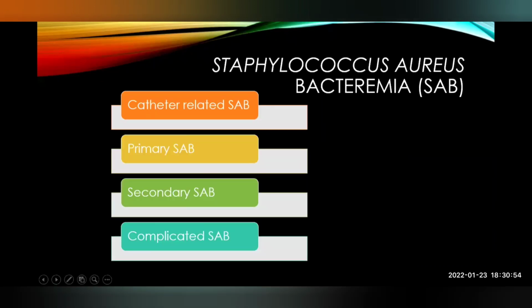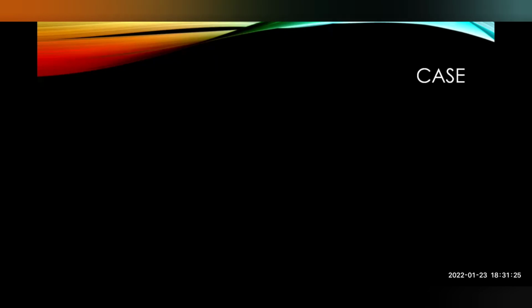One important entity common to all of this: all of these infections can further lead on to Staphylococcus aureus bacteremia. This bacteremia can be catheter related, primary, that is without any other source of infection, or secondary, that is secondary to other sources of infection which I have already mentioned, and complicated Staphylococcus aureus bacteremia. What is complicated Staphylococcus bacteremia? Again, we'll be discussing in further course of this webinar.